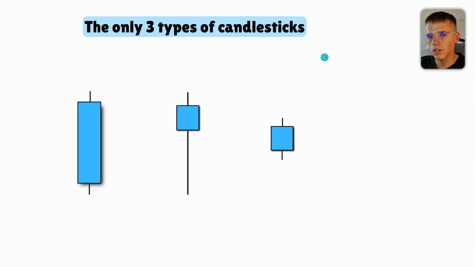Of course, I'm going to teach you exactly how to spot them in the market, because they are going to be different shapes and sizes. And of course, let me tell you what they are. First candle is the strong candlestick, second candle is the rejection candlestick, and the third candle is the weak candlestick. So let's just start with the strong one.